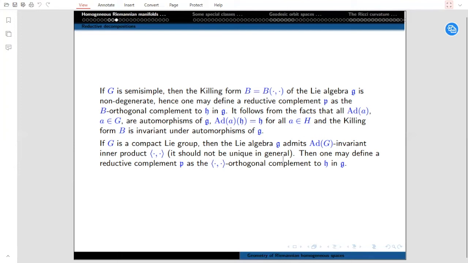If G is a compact group, then the Lie algebra admits an Ad G-invariant inner product. Yes, compact does not mean semi-simple, but in any case, the Lie algebra G admits an Ad H-invariant inner product. It need not be unique in general. Then one may define a reductive complement P as an orthogonal complement to H in G with respect to this Ad G-invariant inner product, or a bi-invariant inner product could be said. Okay, these are two standard ways to define complements.